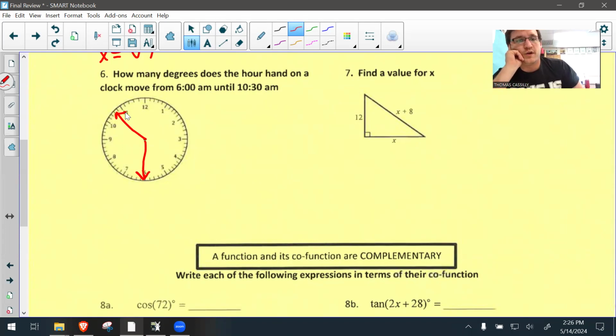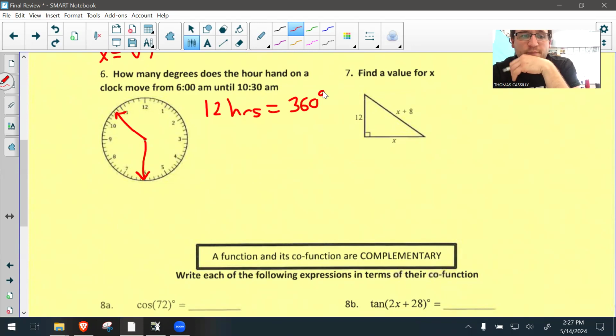How many degrees is that? All right. Well, how can we do this one? We know a whole circle is 360 degrees, and one full rotation here is 12 hours. So if we just think about this proportionally, 12 hours is equal to 360 degrees. All right. Well, how many hours have we moved?